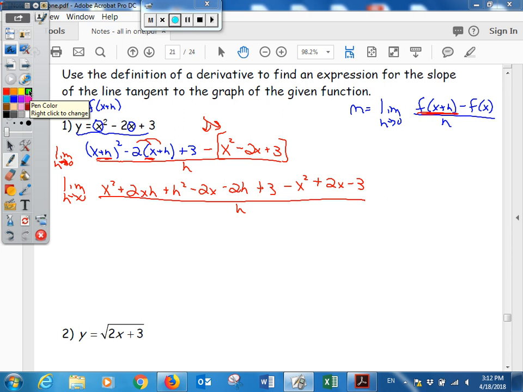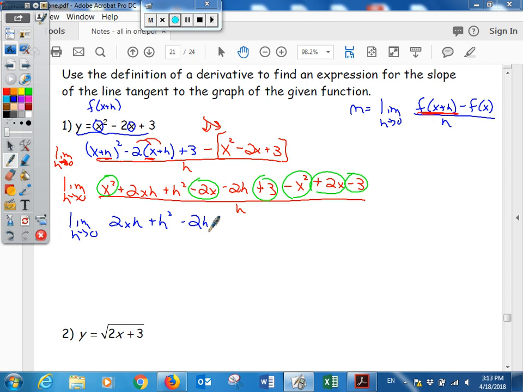I'm going to go through and cancel anything in the numerator that adds up to 0. So an x squared and a negative x squared. A negative 2x and a positive 2x. Positive 3 and a negative 3. Look how everything starts canceling, which is what's going to happen every time. It's always going to work like this. So now rewrite the limit as h approaches 0 of 2xh plus h squared minus 2h all over h.